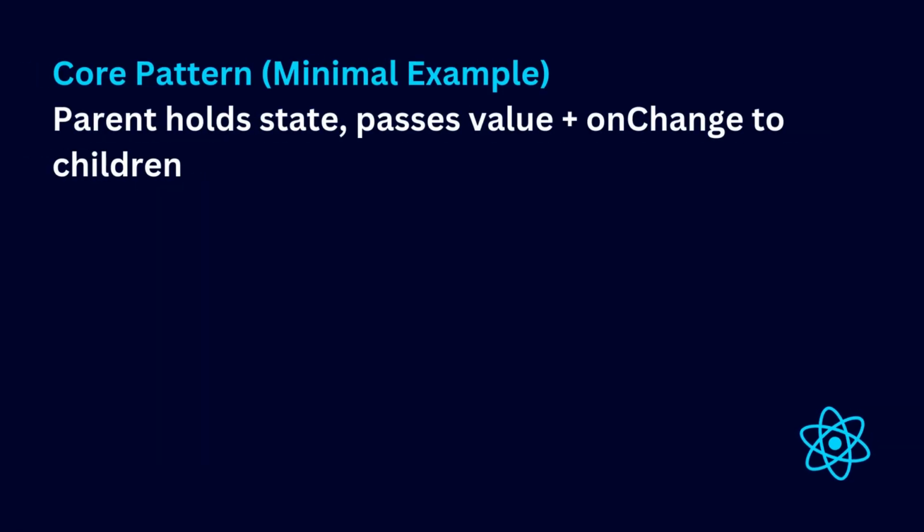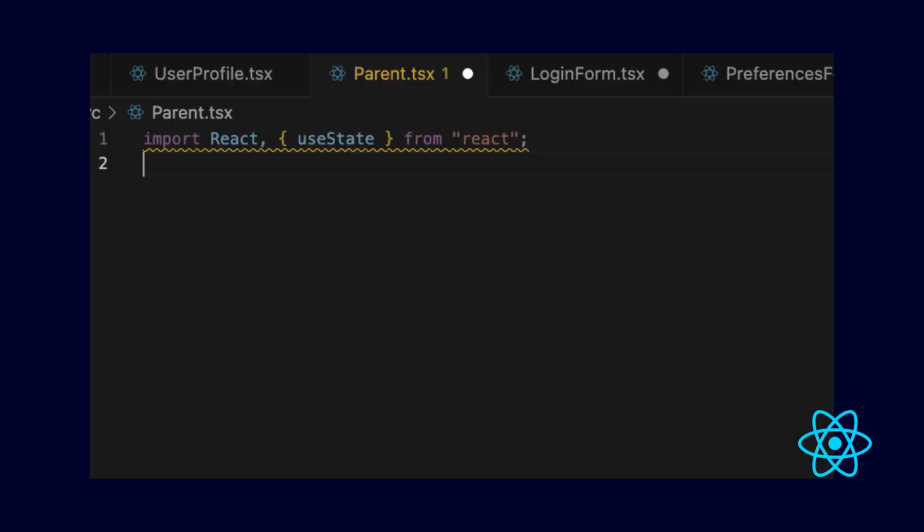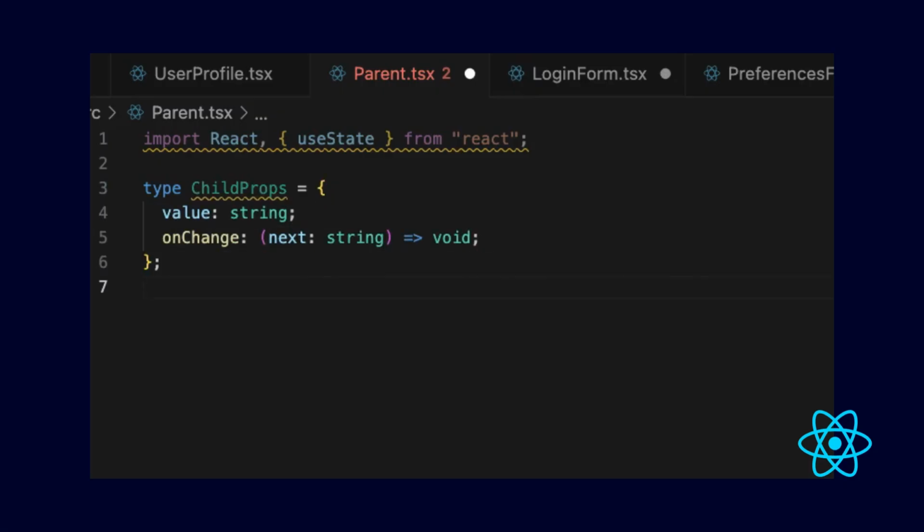Let's see an example of lifting state up: a parent and a child input. First, import React and the useState hook. We will keep the actual state in the parent component. Then define the prop types for the child. It will receive a value to display and an onChange callback to report edits. The child does not own state. It simply mirrors props and emits changes.